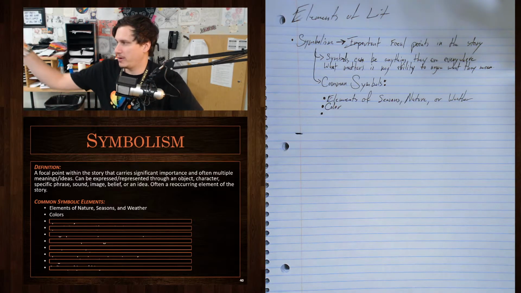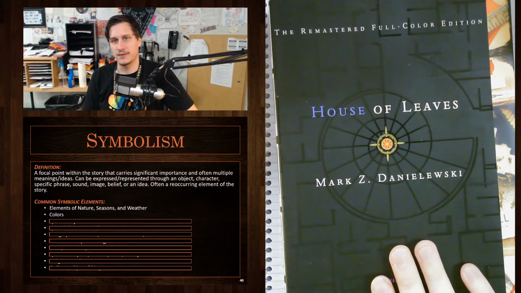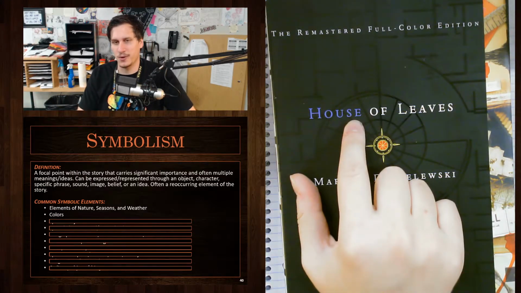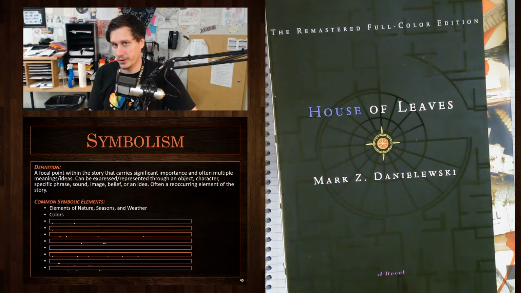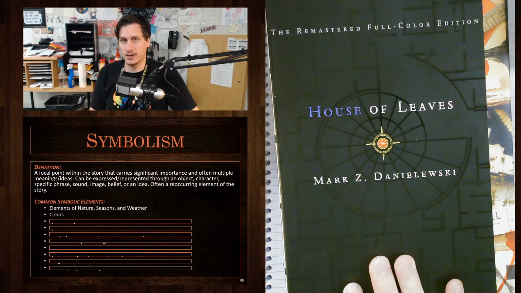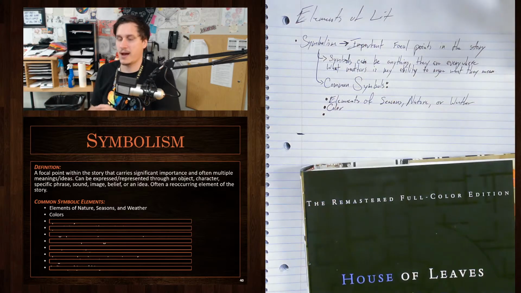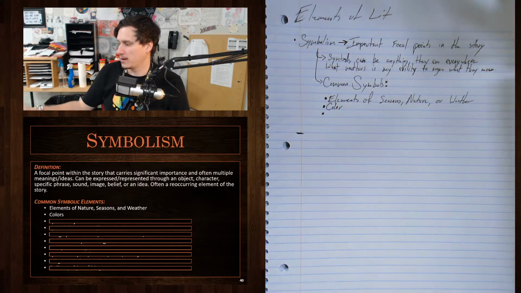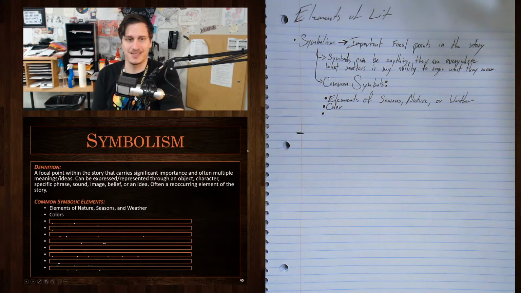To give you a book example, I think I've already mentioned this before, but in House of Leaves, I don't know if you guys have paid attention, but the word house is in blue in every single page of this book, including the copyright pages. If the word house is mentioned, it is in blue because it's part of a symbol with the house in question that's in the story. That's a thing, okay? So color is definitely an important symbol.